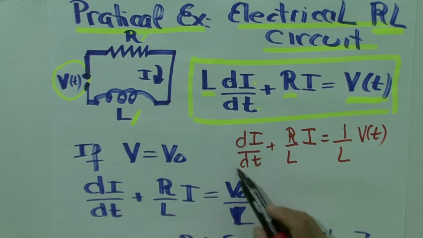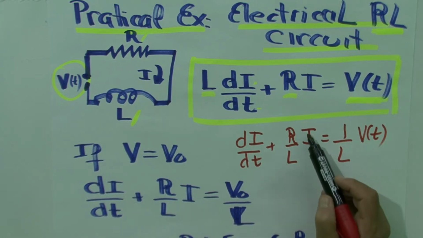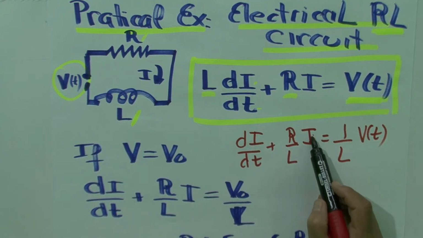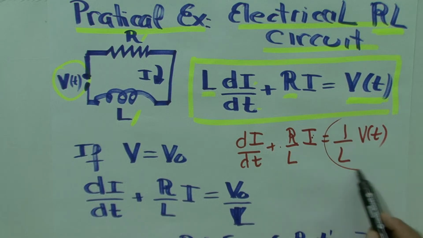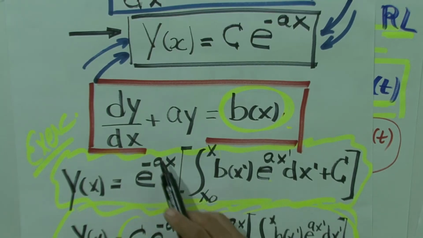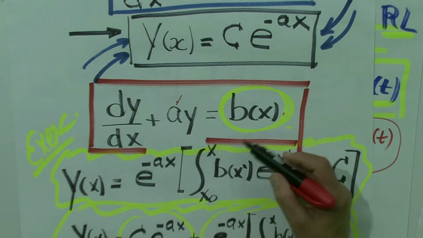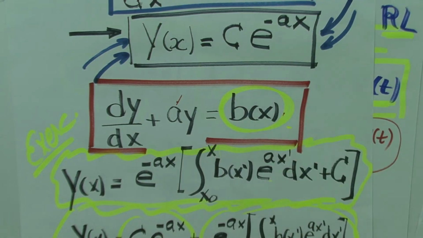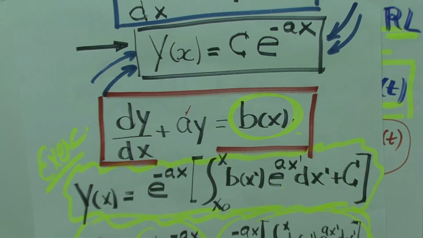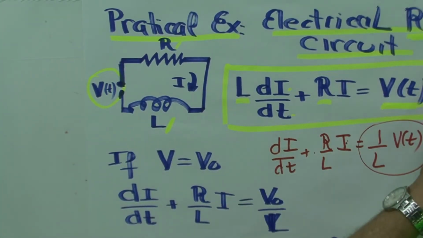Where this is the function I'm looking for, variation with time. This is the function itself. So this plus this is an independent function. Remember, this is exactly like this. This constant is R over L, and this constant is the voltage divided by the inductance. So you could come and put the solution.